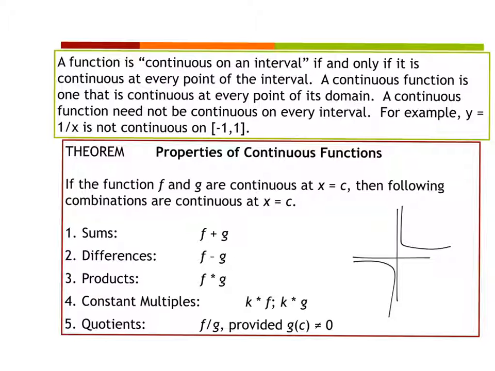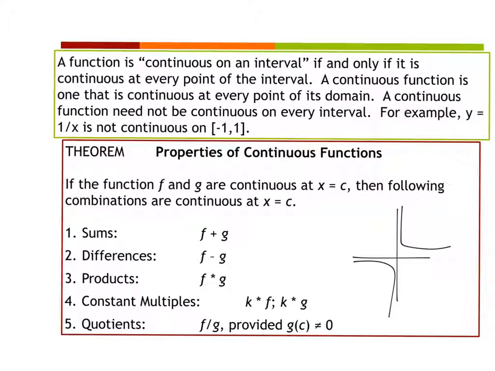Yeah, because it says a continuous function need not be continuous on every interval. I think it does. You could say 1 over x is continuous from negative infinity to 0. I think you could say that it's continuous on that interval. But I don't think you could say it's a continuous function.